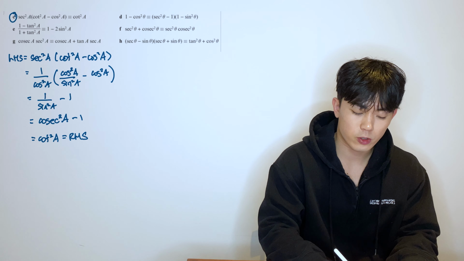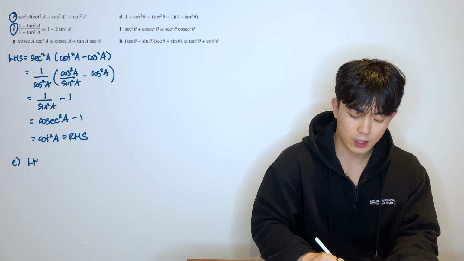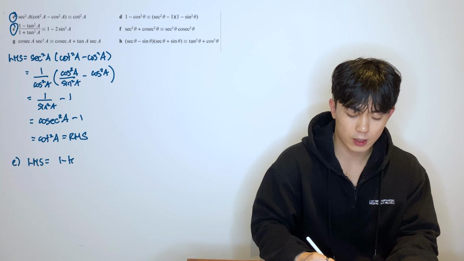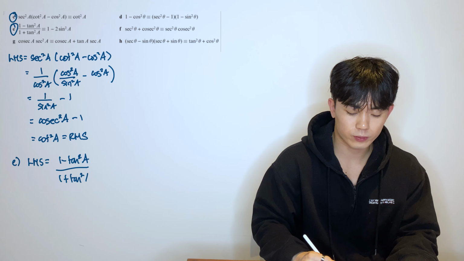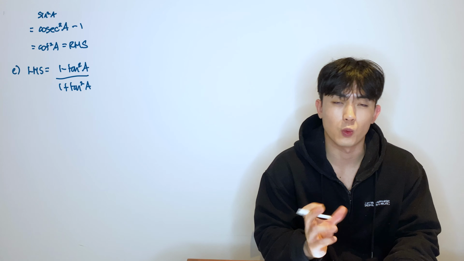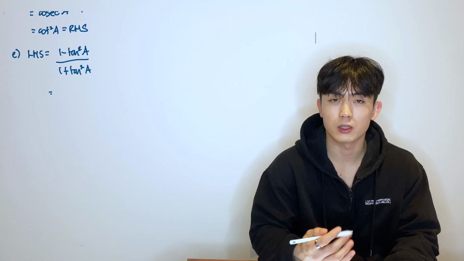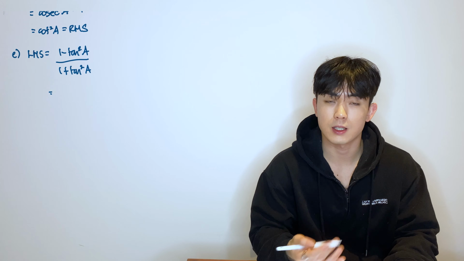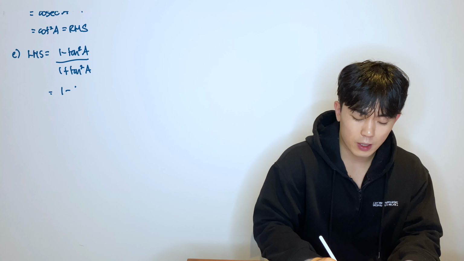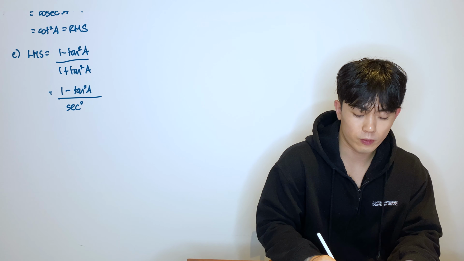Right, let's try question E. So we have the left-hand side equal to 1 minus tan squared A over 1 plus tan squared A. Remember when we're doing proofs, the denominator, we always want to try and make it into one term. So we have two terms here. Luckily for us, we've learned the new identity 1 plus tan squared is sec squared. So I can say that it's 1 minus tan squared A over sec squared A.